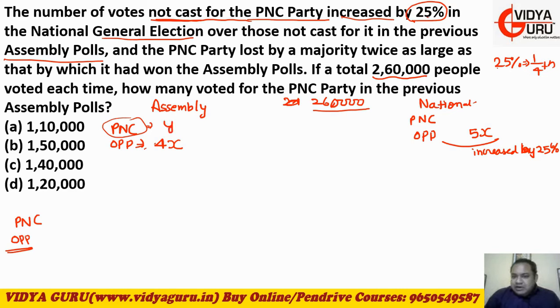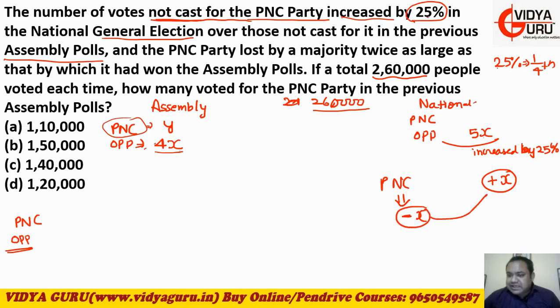Fine. Now understand something. This political party has gained how much vote? This political party has gained plus x votes. From 4x it has become 5x. So it has gained plus x. It means the PNC party must have lost exactly this much vote. Vote got transferred, x transferred from PNC to the other party, opponent. So in this election you can say PNC must have got y minus x, because x vote must have been transferred here, that's why 4x became 5x.